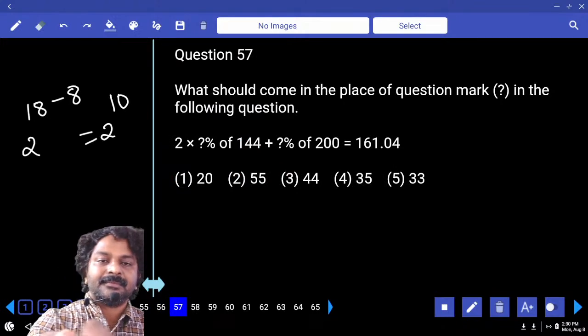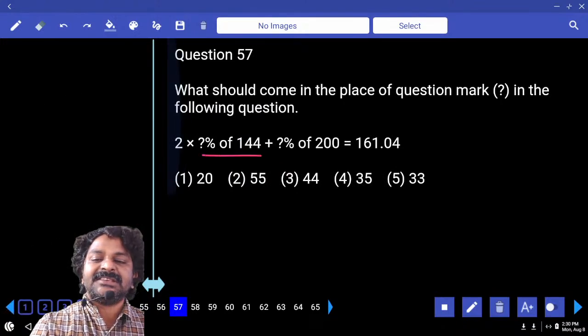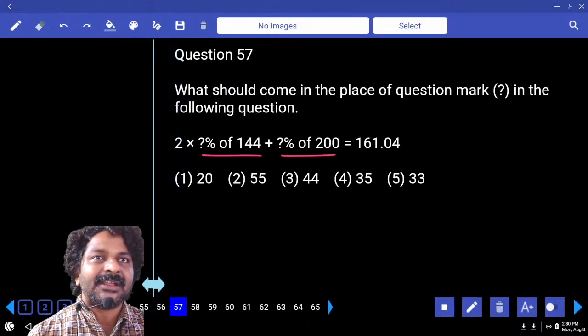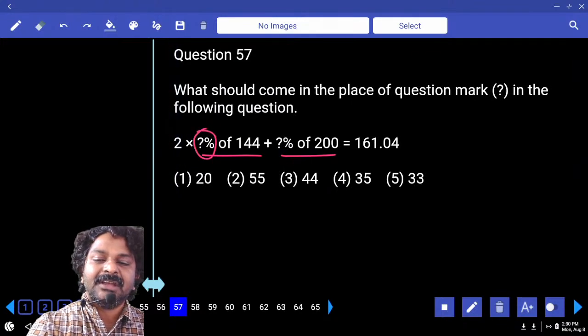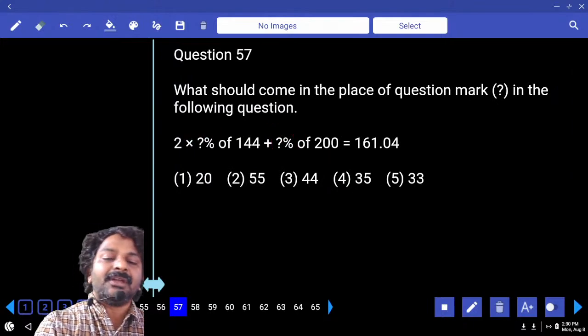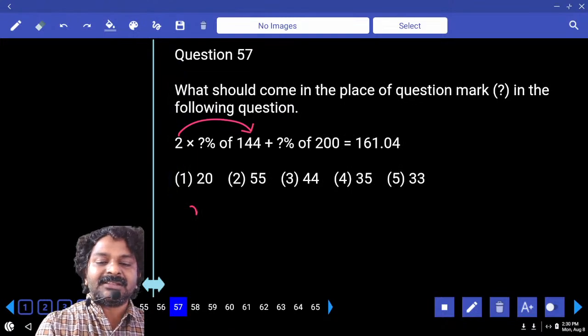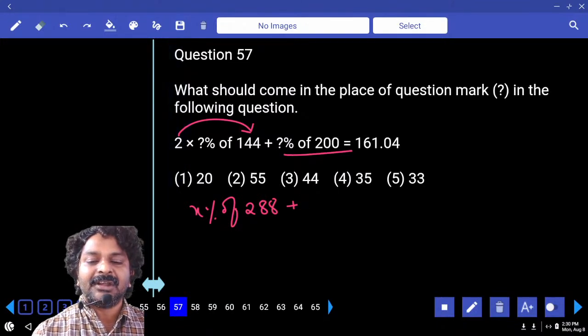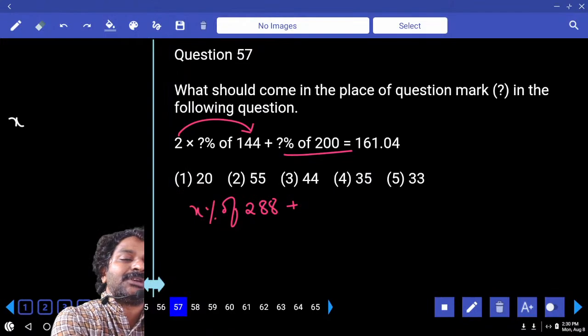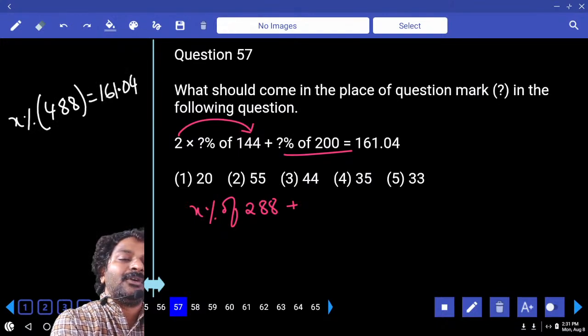Is that okay? X is here in the first term and even in the second term, correct? And it is a percentage. I would like to take this common. So what you can do is 2 can be multiplied with 144. Then the same we can write as x percent of 288 plus x percent of 200. Then combining both together, x percent of 488 is equal to 161.04. What is 10%?